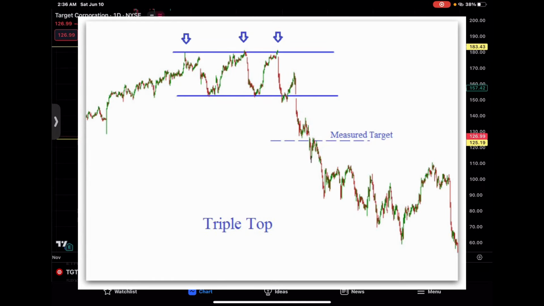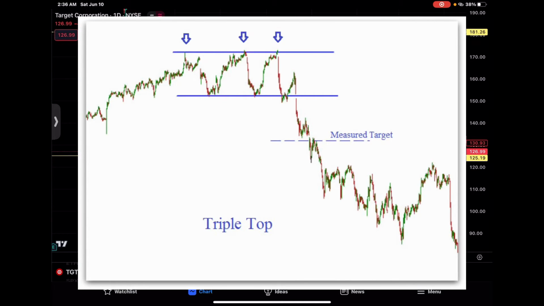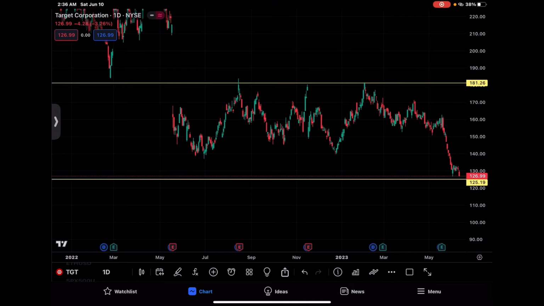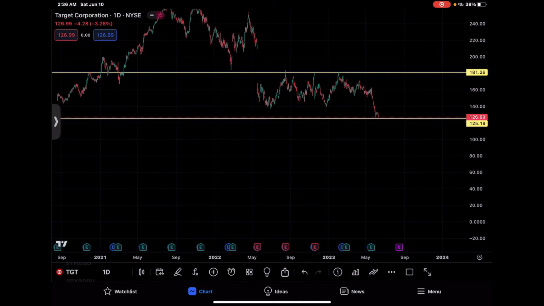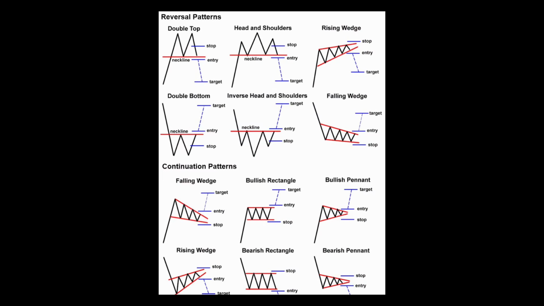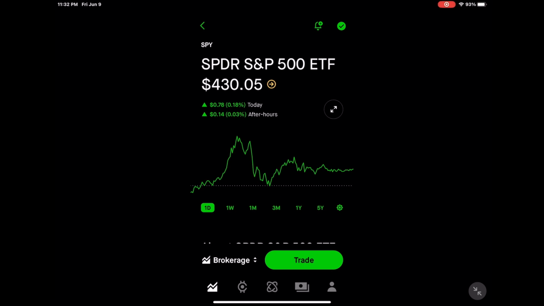Now, while analyzing Target, I see that it symbolizes a triple top. This is why it's very important to learn about formations as well as a day trader, because it will give us alerts on what the stock will do. And that is the best thing a day trader can do, because we will know how to act on it.